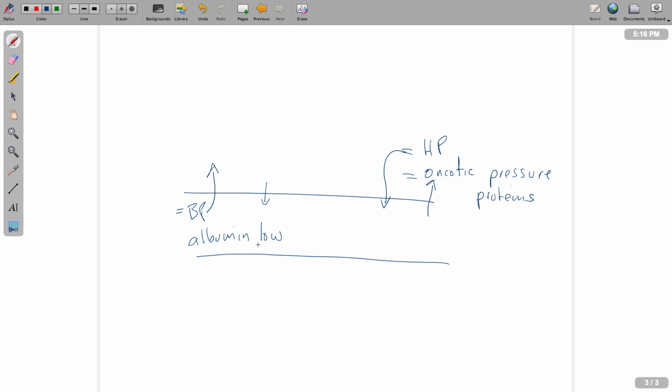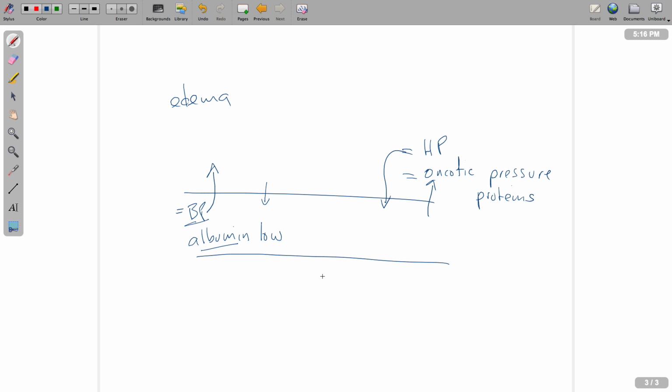As a result, we get more leakage out into the third space. This equals, you betcha, edema. So anytime we have edema, we've already identified that it can be a blood pressure problem, it can be a protein problem such as albumin. Those are the two big ones that I want to mention right now because these are things that we're going to target in a little bit.